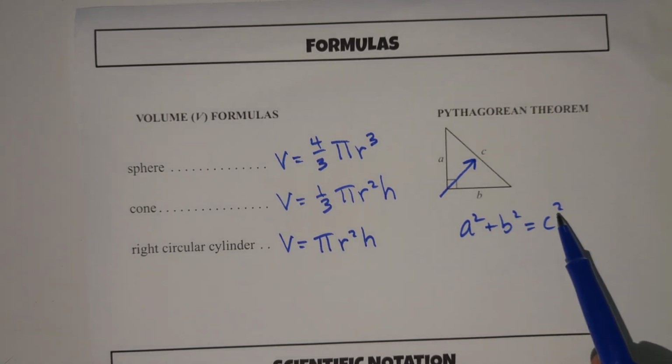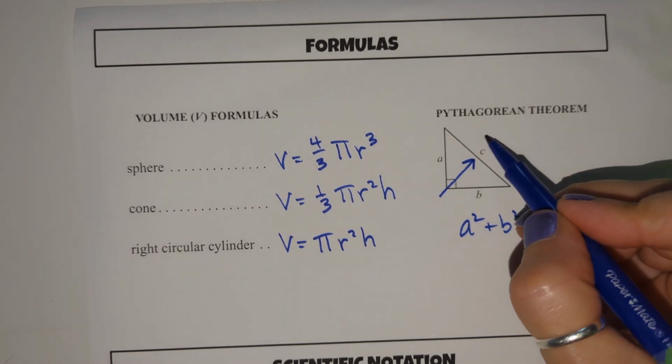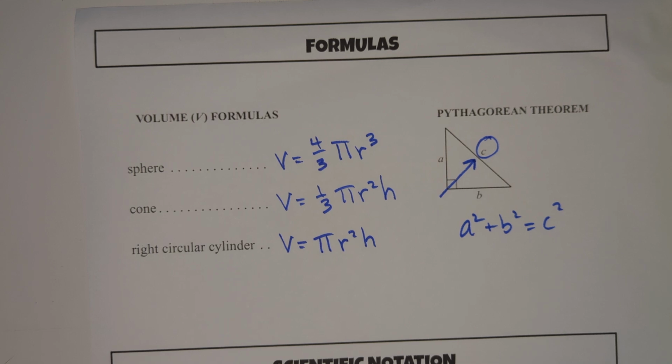Don't forget that we're squaring those. That's an easy mistake to make. Put your hypotenuse into your formula first. Make sure that's in there. All right, make sure you have those formulas copied down.